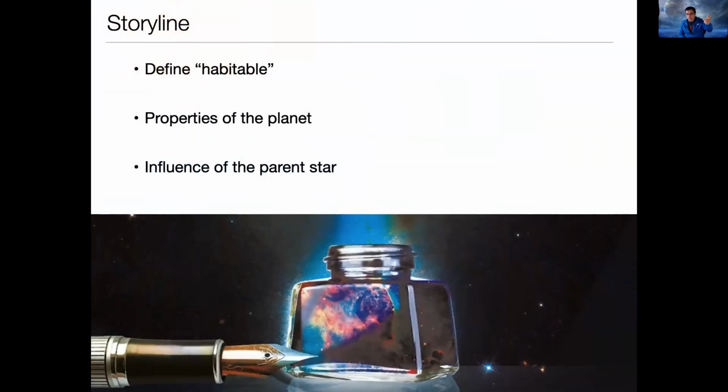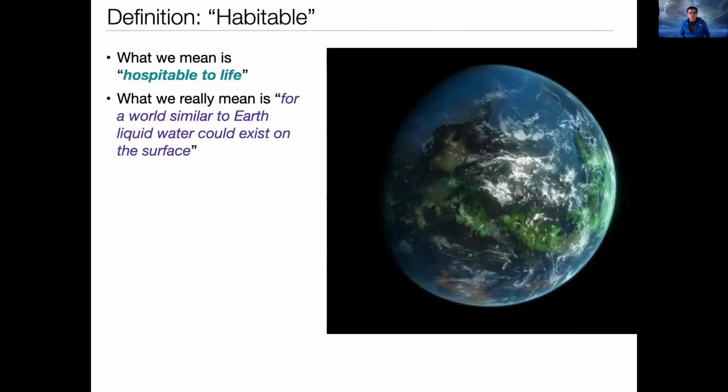We'll start right there with that point exactly. We'll define habitable. We'll talk about how the properties of the planets affect what we're calling habitability, and then we'll combine that with the influence of the parent star to talk about what we mean by habitable zone in our discussion. When we say the word habitable, what we usually mean is hospitable to life.